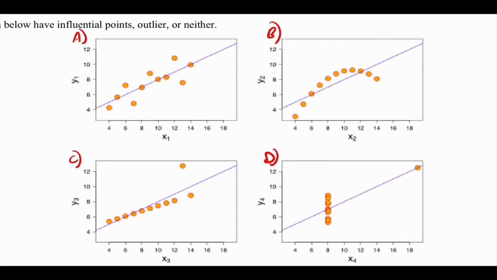No outliers. If I took away just one dot, would that change anything? Not really, right? It's more of a pattern going on there, right? So I don't see any outliers or influential points there. So here, none. Here, none. How about C?